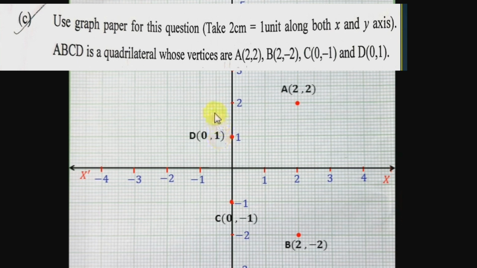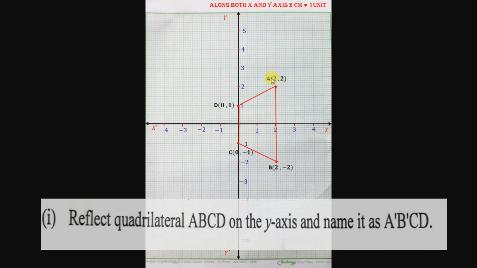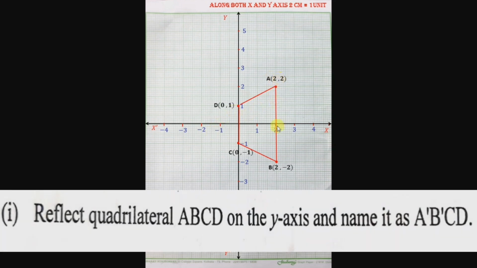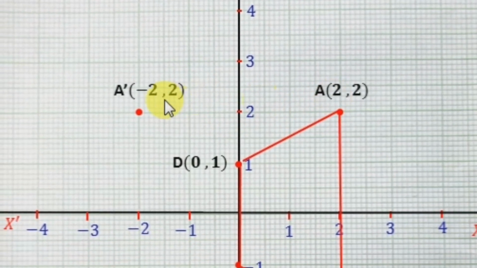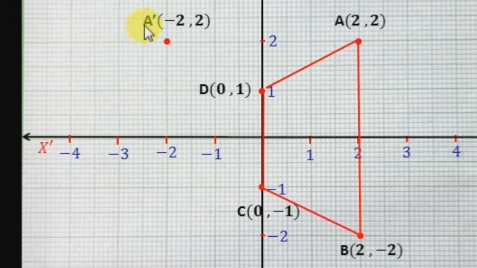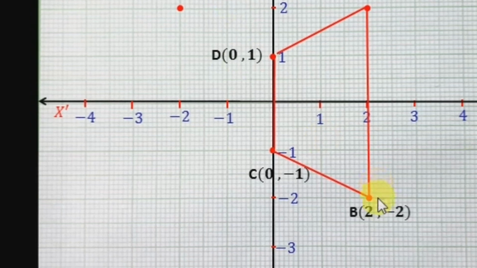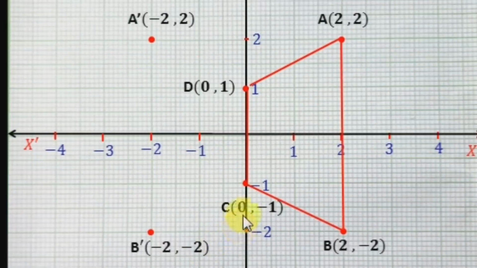Question number 1. So A, B, C and D is a quadrilateral. According to our question sub number 1, we need to reflect quadrilateral A, B, C, D on the y-axis. On the y-axis means the value of y remains the same. So the image of A, 2 becomes minus 2. The coordinates of A dash are minus 2 comma 2. Similarly, the coordinates of B dash are minus 2 comma minus 2, and points C and D remain the same.